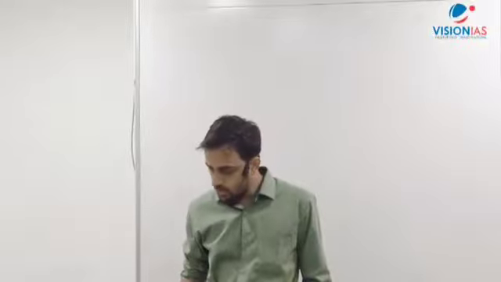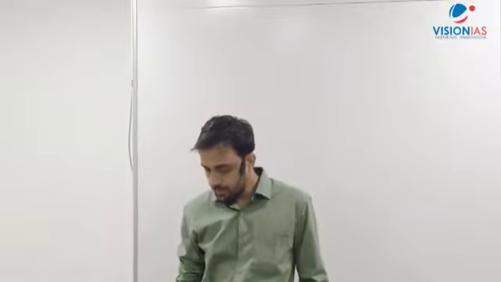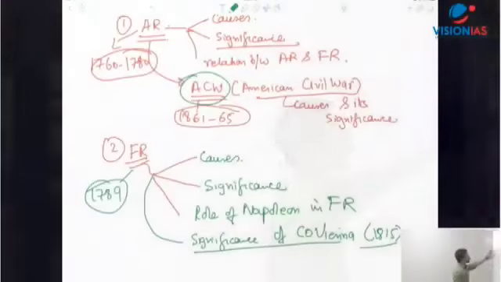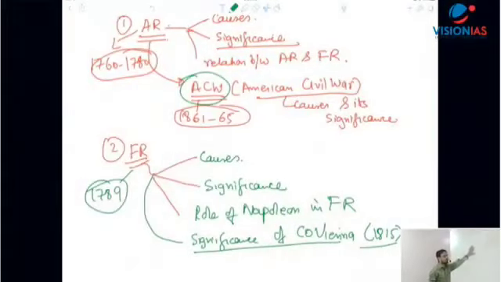For example, you'll see that the American Civil War is happening about 100 years after the American Revolution. With the American Revolution, the Americans attained independence from the British. But the American Civil War was around the issue of slavery. We'll talk about that.